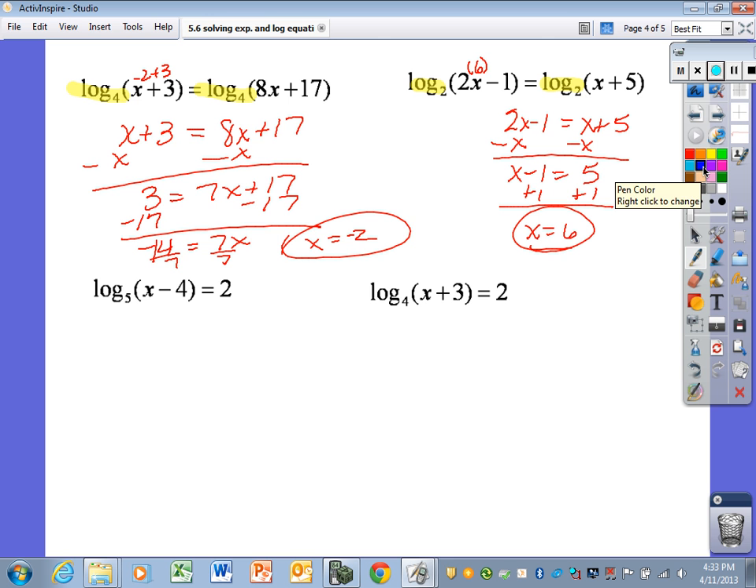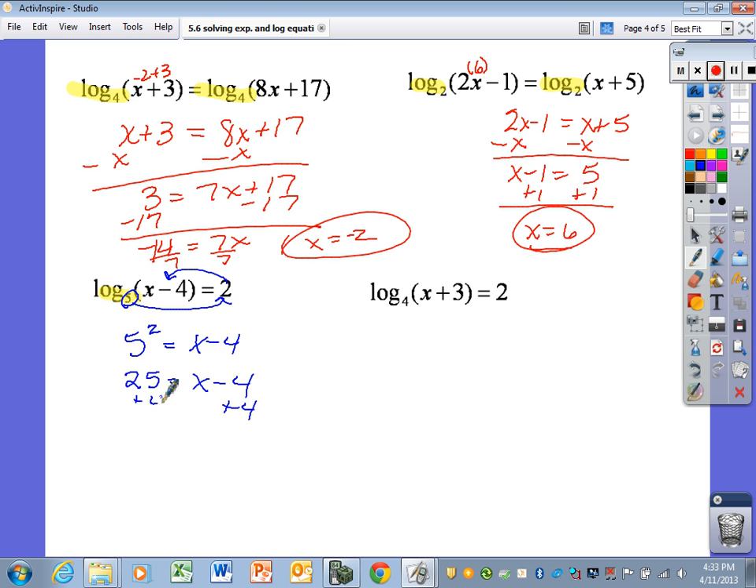Now I have just one log base, not one on each side. So then I must simply rewrite according to the definition of logs. Base to the power equals the value. 5 squared is 25, so 5 squared equals x minus 4. Add 4. x is 29. 29 minus 4 is 25. Positive value. I'm all right.